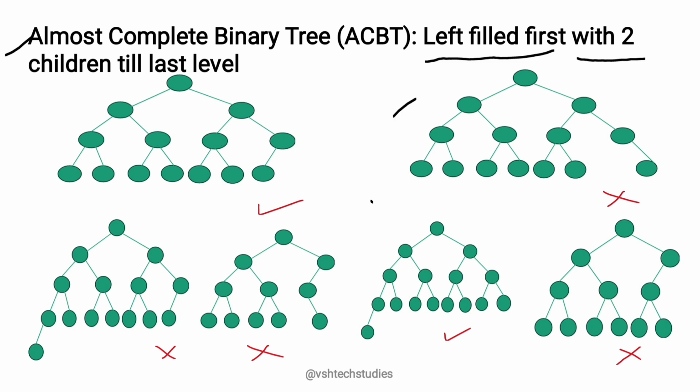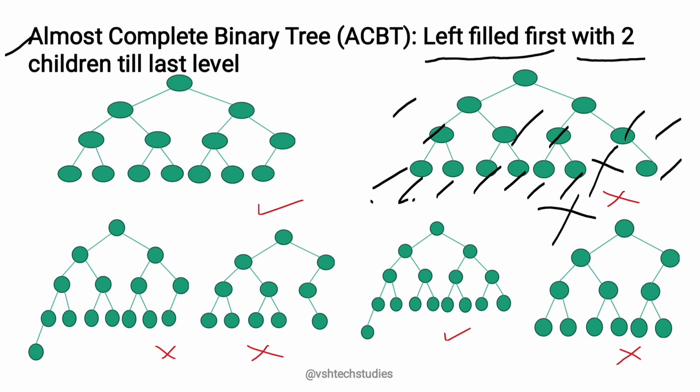Next, if you take up this tree, so till here every node is having 2 children, but in this level, this node has left, right, this node has left, right child, this node has left, right child, but this node without filling left, right child is filled, hence it is not almost complete binary tree.